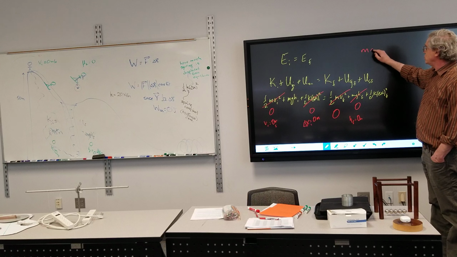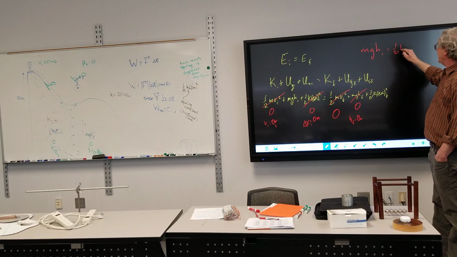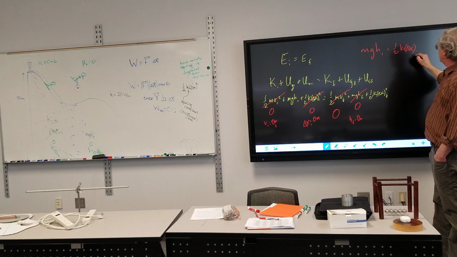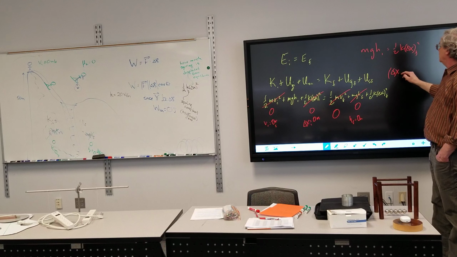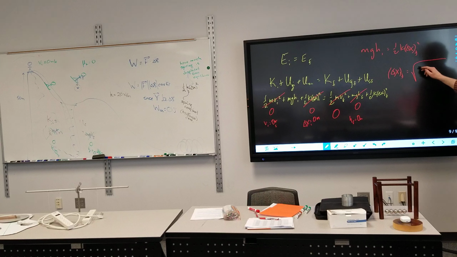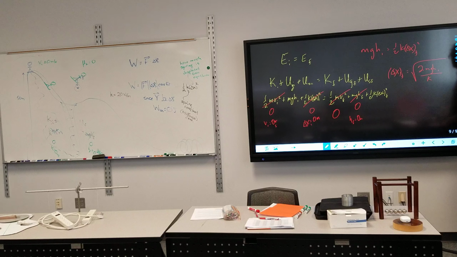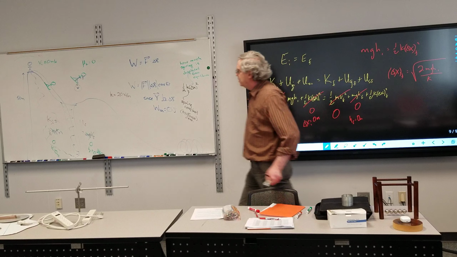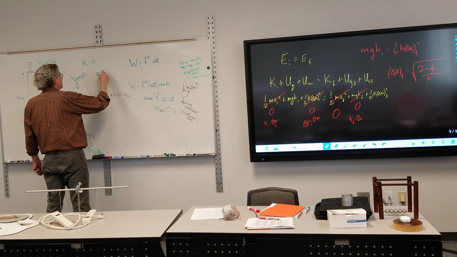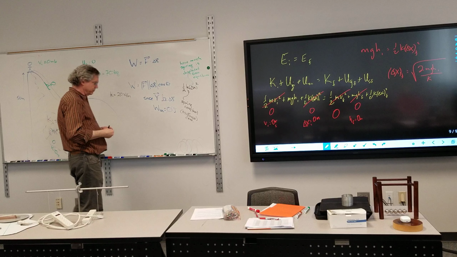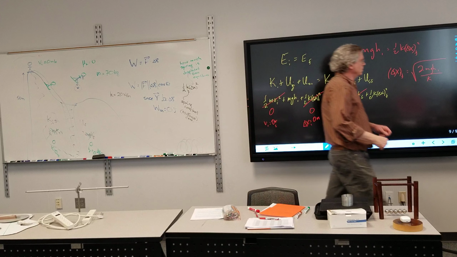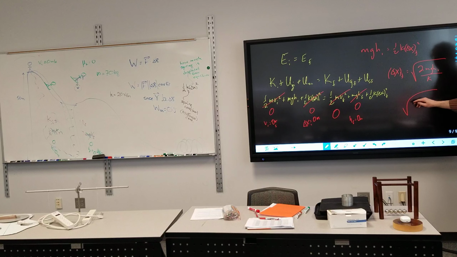So I'm left with just mgh initial is equal to 1/2 k delta x final squared. So delta x final equals the square root of 2 mgh initial over k. K is 20 newtons per meter, m, let's make it 70 kilograms, which I think is the US adult male average. So the square root of 2 times 70 times 9.8 times 50 divided by 20.